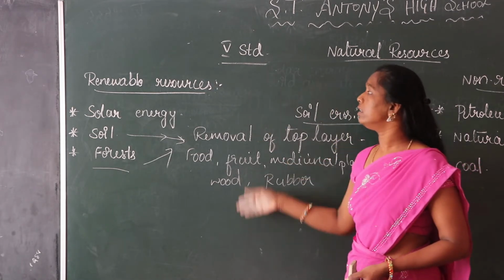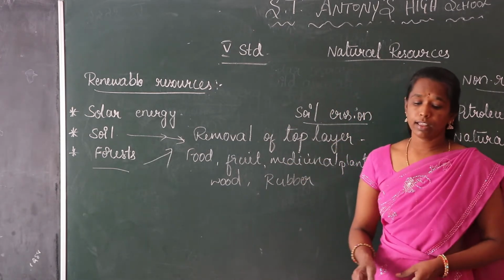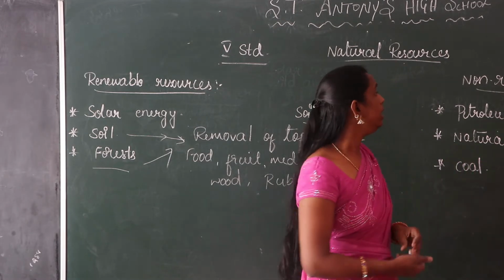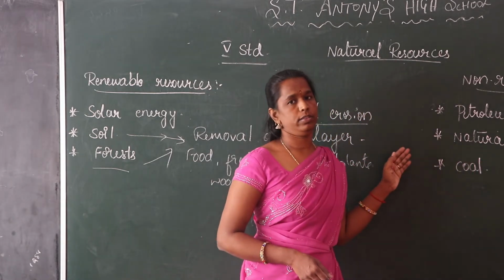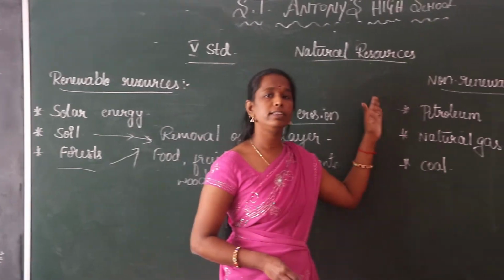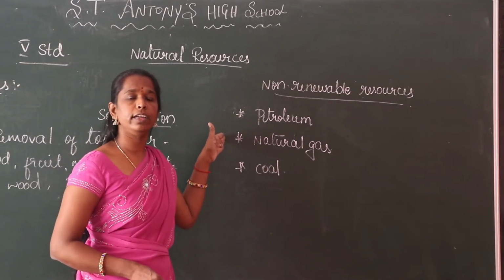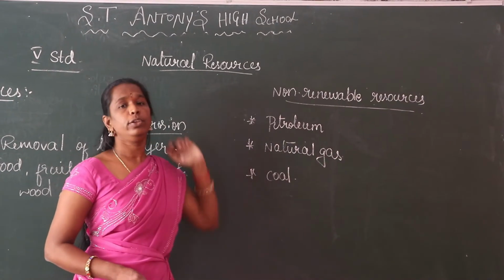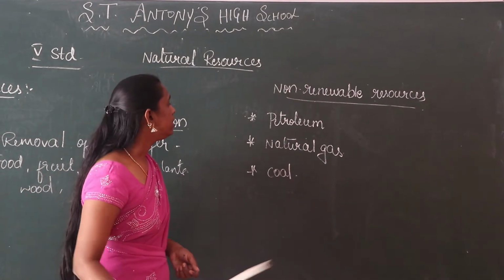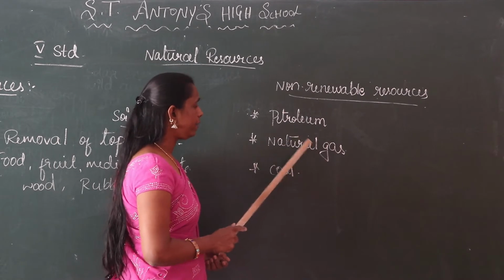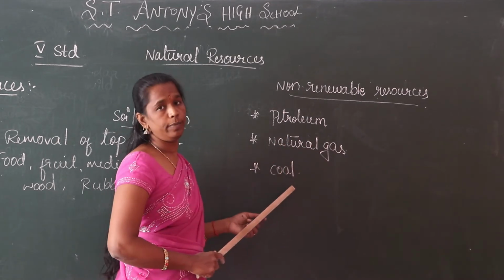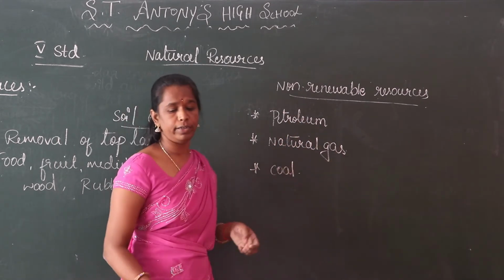So these are the renewable resources, and then let us discuss the non-renewable resources. Non-renewable resources means they cannot be available continuously due to continuous usage. Children, for example petroleum, natural gas, coal. First we discuss petroleum.